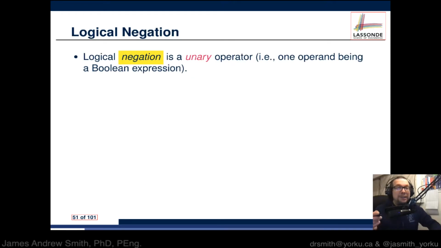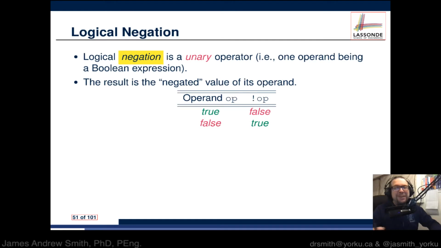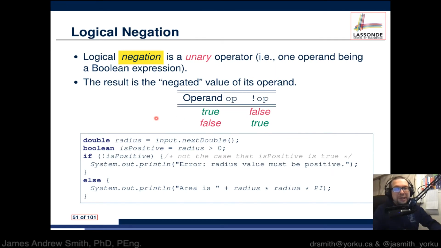Logical negation is a unary operator, one operand being a Boolean expression. All right. So the result is the negated value of its operand. So for instance, we have the operand on this side, and if it's true, then the negated version of it will be false. If the original one is false, the negated one is going to be true. All right, so here's an example.